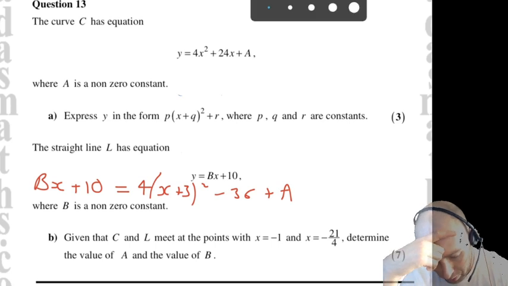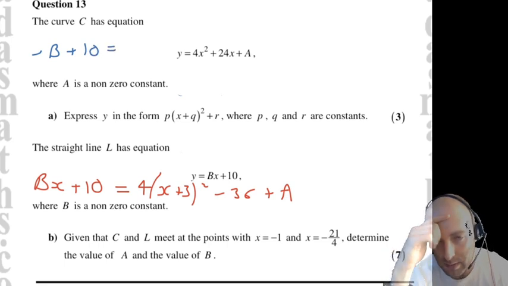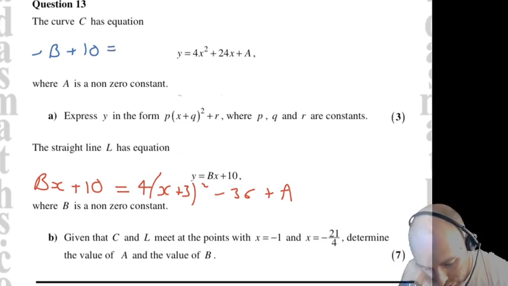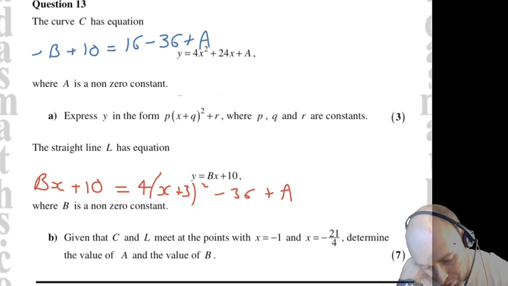So first point to put in, we're going to get minus b plus 10 equals, minus 1 plus 3 is 2. 2 squared is 4. 4 times 4 is 16. Take 36 plus a, and that will simplify to minus b equals, what that'll be, minus 20, minus 10, minus 30 plus a.